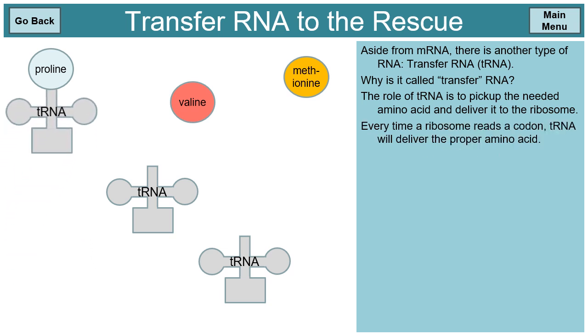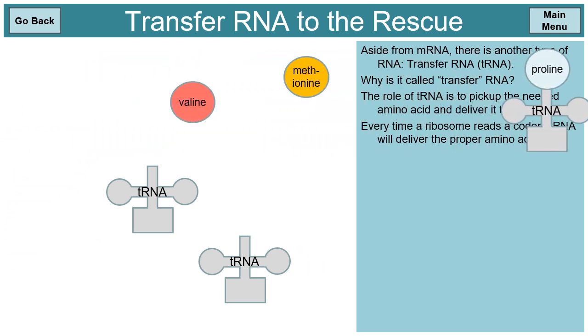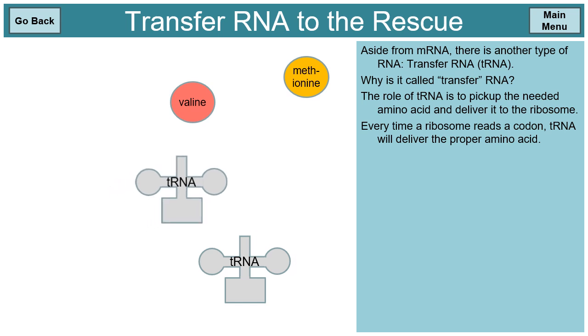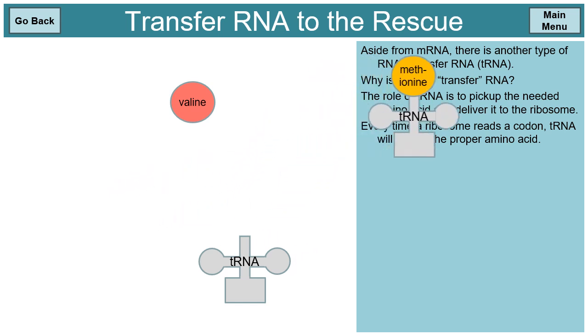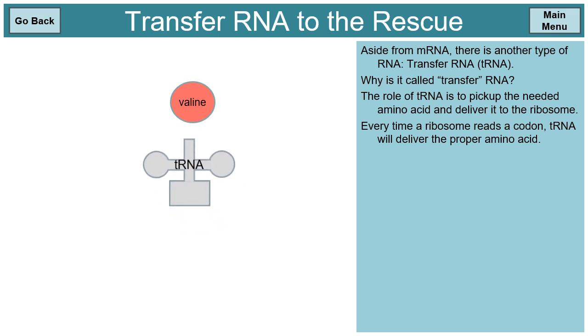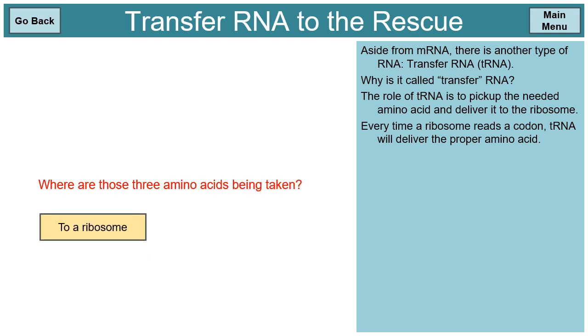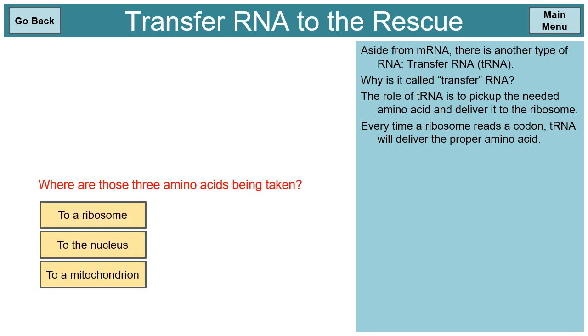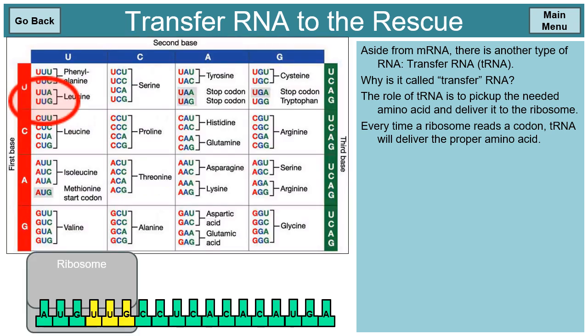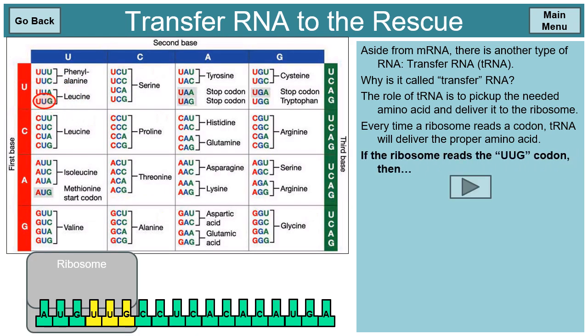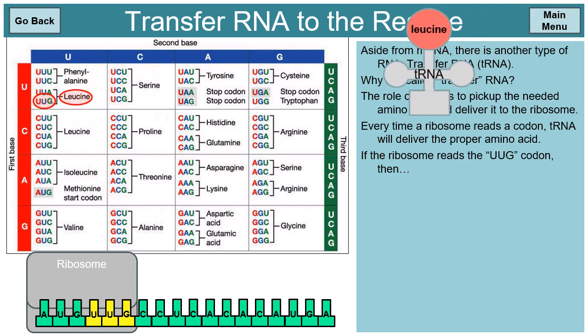So maybe the codon calls for proline. Well, then tRNA will deliver proline. If the codon calls for methionine, then tRNA will deliver methionine. If the codon calls for valine, then tRNA will deliver valine. Just a little reminder, review there, where are those three amino acids going? They're going to a ribosome. So if the codon is UGU, then tRNA should deliver the amino acid called leucine.